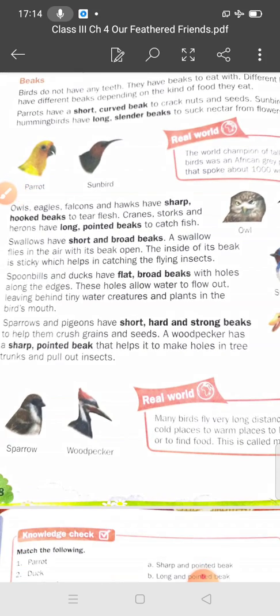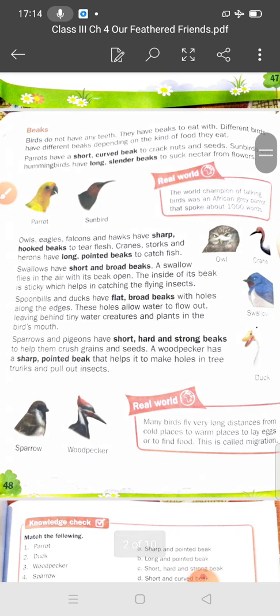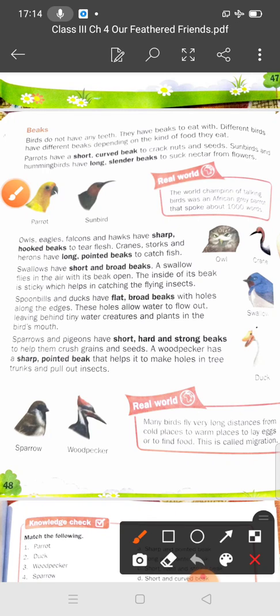Now students, you can see this diagram also, the crane. The crane has a long pointed beak. This is the crane, and it has a long pointed beak. And what is the function of this long pointed beak? To catch fish.